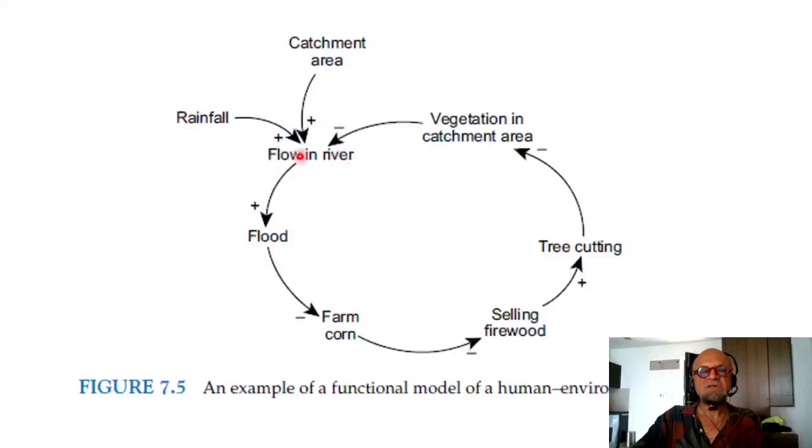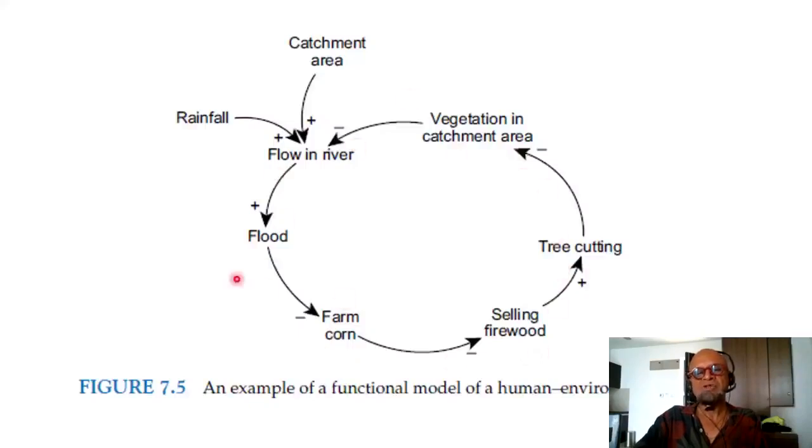But if flow in the river increases, floods will increase, which will negatively affect the farm, and that will positively affect selling firewood, in the sense you will sell more firewood if corn is damaged. So tree cutting will go up and vegetation area will go down.